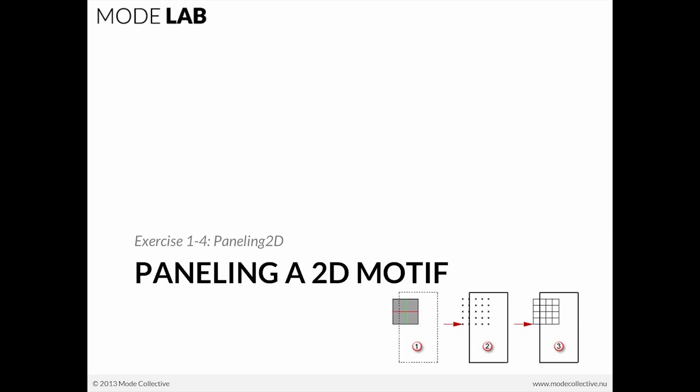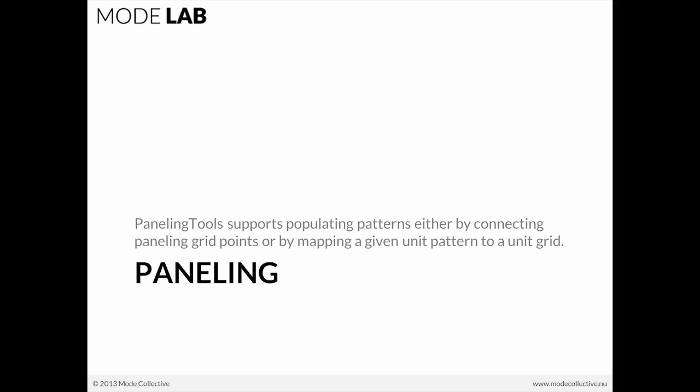All right, so let's then move ahead. We have gone through step one, where we used some reference geometry. Then we went to step two, where we were able to create some grids. And now we're moving into step three, which is paneling, right? So we're going to look at paneling a 2D motif first, and then we'll transition into paneling a 3D motif.